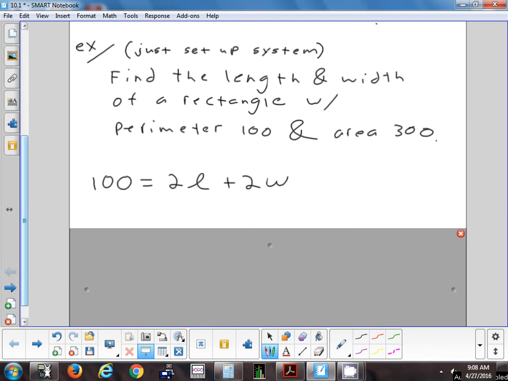And if that's all they gave me, there would be an infinite number of answers. I could give you infinitely many rectangles that have a perimeter of 100. But they give me one more fact. The area is 300. What's the formula for area of a rectangle? Length times width. Area equals length times width. And in this case, they tell me the area is 300.